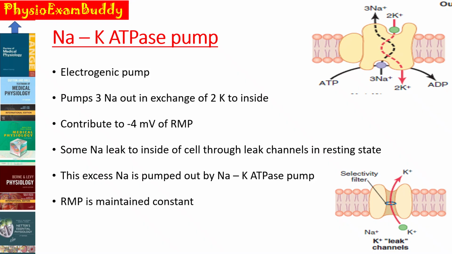And the last factor which causes the genesis of the resting membrane potential is the electrogenic pump, that is the sodium potassium ATPase pump. You know that the main function of the sodium potassium pump is that it will pump 3 sodium ions out in exchange for 2 potassium ions to inside, and this will contribute minus 4 millivolt to the resting membrane potential. And some sodium also leaks to the inside of the cell through the leak channels in the resting state, and this excess sodium is also pumped out by the sodium potassium ATPase pump, and the RMP is kept constant with the help of this pump.